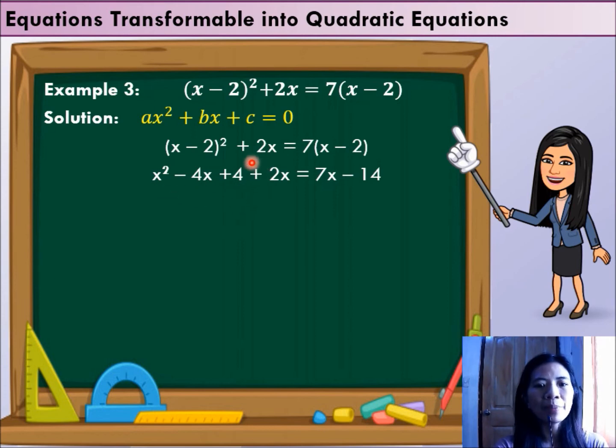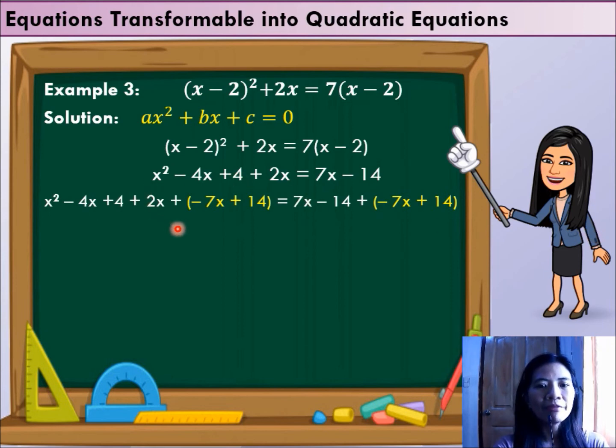And then copy plus 2x equals to, we are going to use again the distributive property. 7 times x is 7x. 7 times negative 2 is negative 14. Then we are going to simplify again by combining like terms.